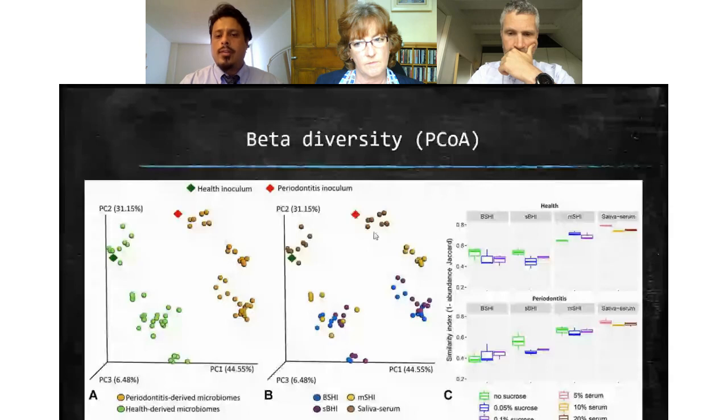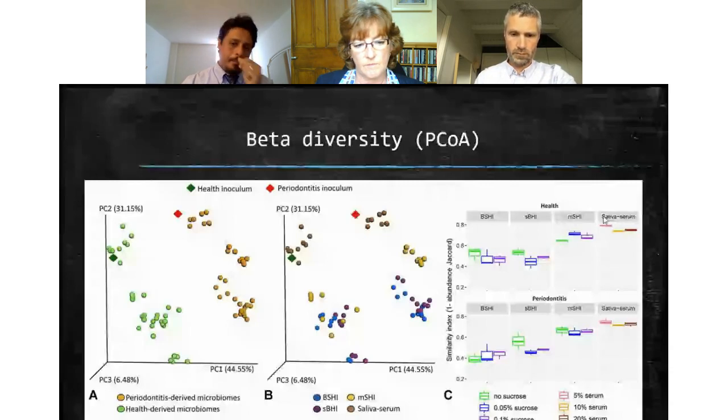And when we measure this quantitatively in terms of similarity index compared to the inoculum, we see that for both the health and peritonitis-derived microbiomes, saliva serum produced the highest similarity compared to the clinical inoculum.